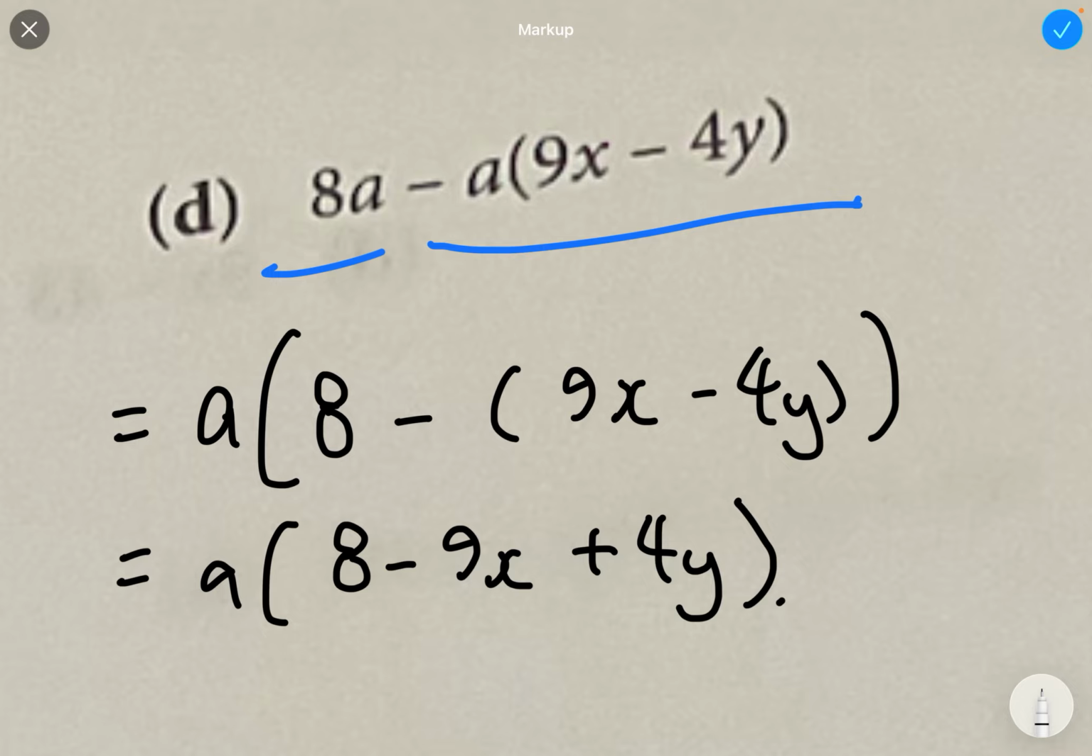Hey, once you spot the pattern, once you are able to do your minus give to 9x, your minus give to negative, change it to plus. Once you take care of all these small details, actually you can do quite fast, all these questions.